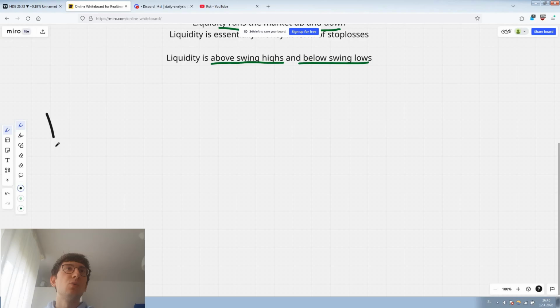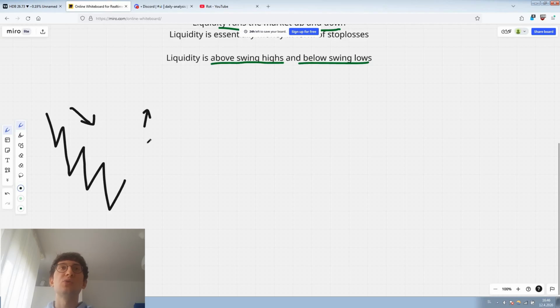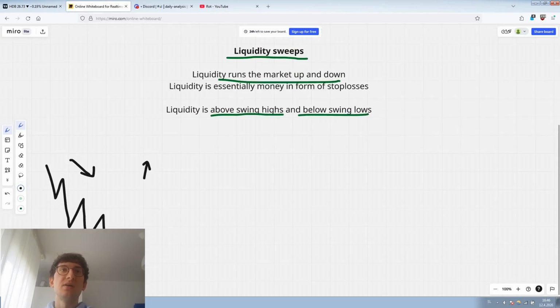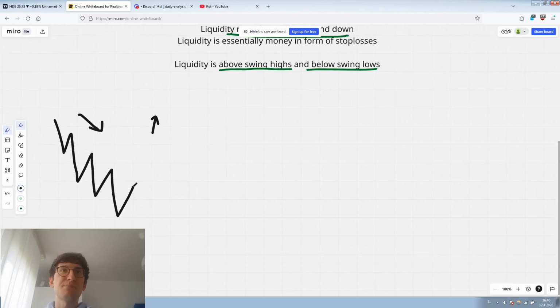For example, we are moving down, we are in a bearish trend, and then what does the bank have to do to change the trend from bearish into bullish? They have to fill a massive amount of orders. So where do they get the orders? Below and above the highs and lows, because over there people have stop losses. So what actually happens? The bank pushes the price lower. People over here are forced to sell because they have stop losses everywhere over here.